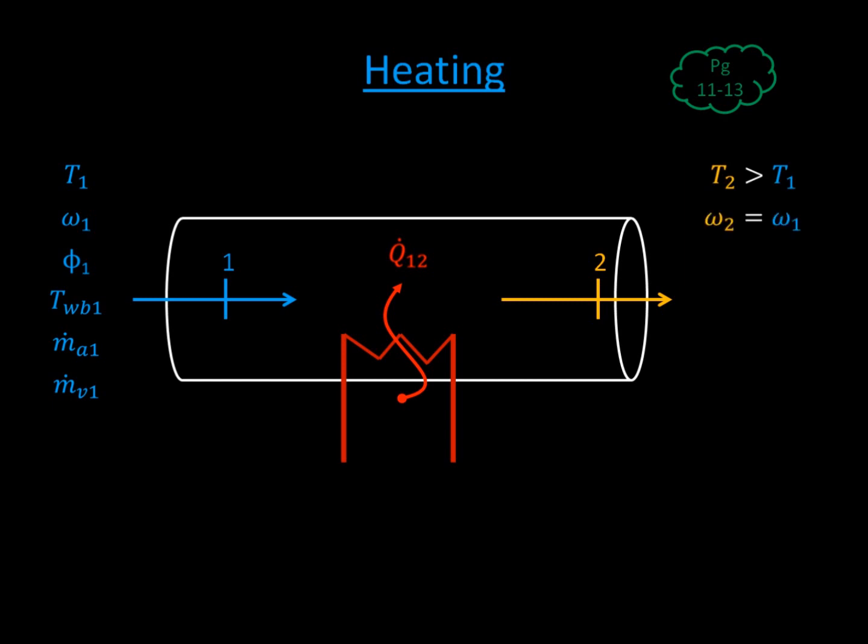Again, just like cooling, my humidity ratio stays the same. I haven't added or removed any vapor or air. Now in this case, the opposite occurs with the relative humidity. My relative humidity is going to decrease. My wet bulb temperature, the opposite is going to occur. My wet bulb temperature is going to increase, but my mass flows stay the same.